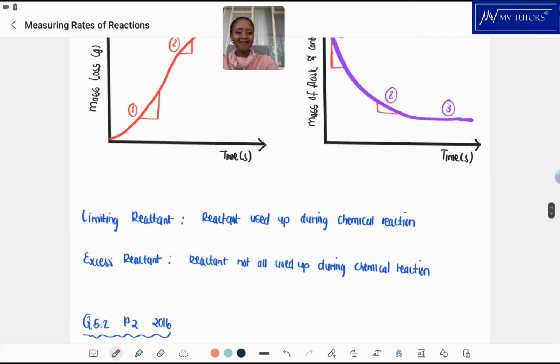Oh, the limiting and the excess reactant. I said I'll get to it.